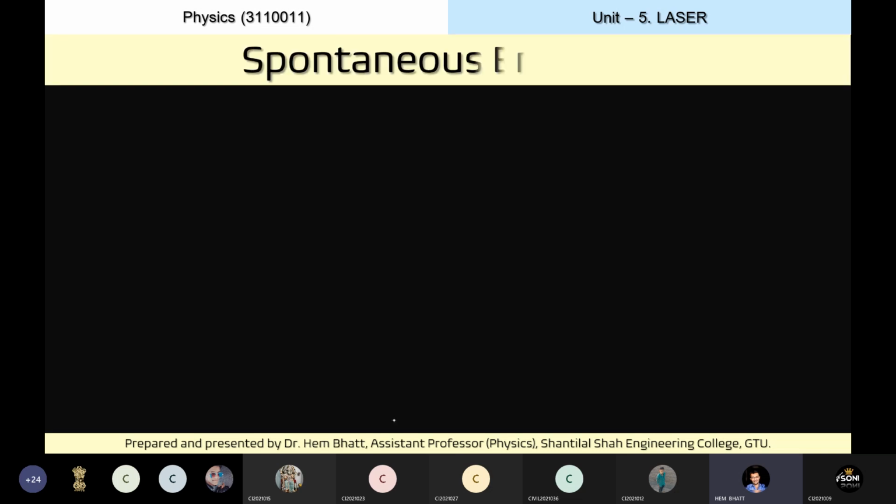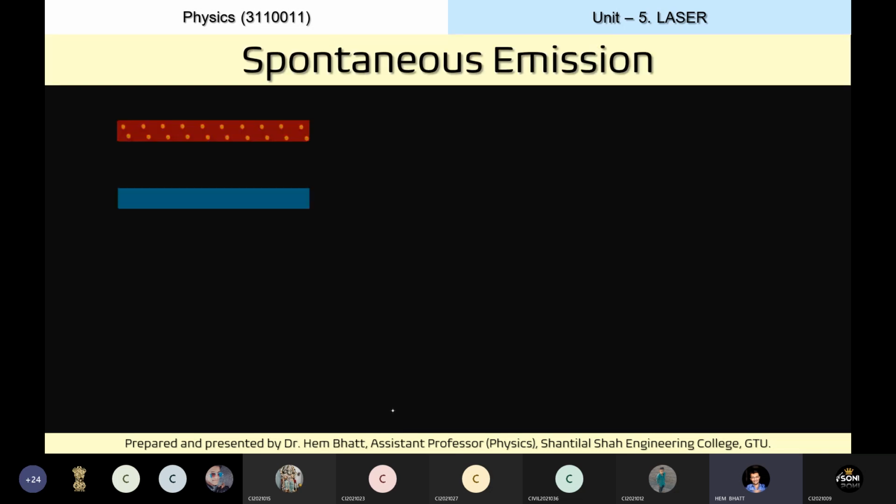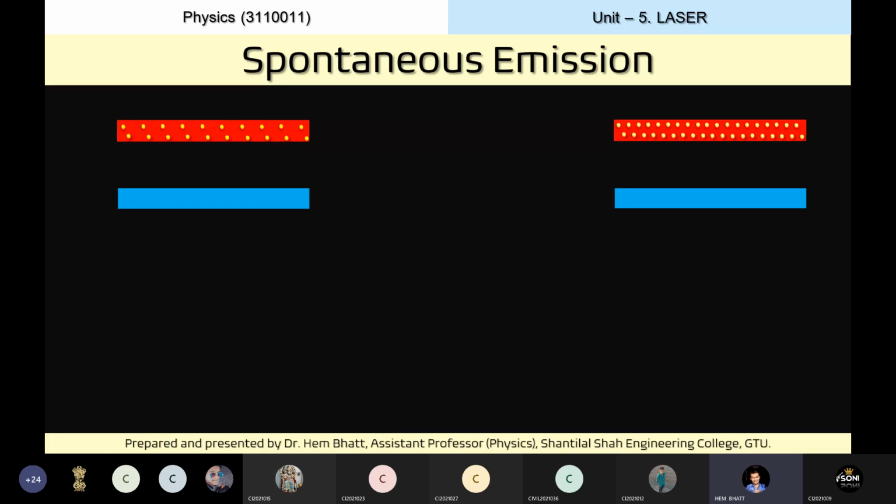So again, we consider two situations. If you want emission, the electrons should be in the excited state. So in these two situations, let me label them again. Say this is figure 1, this is figure 2. In which situation is more spontaneous emission likely to take place? 1 or 2?